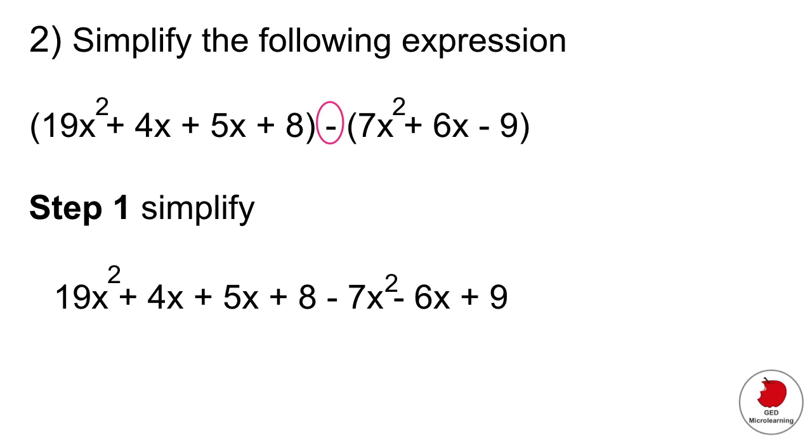A negative sign multiplied by positive 7x squared would be negative 7x squared. A negative sign multiplied by positive 6x would give you negative 6x. And a negative sign multiplied by a negative 9 would give you a positive 9. All right, so that's the first thing that you're going to do.